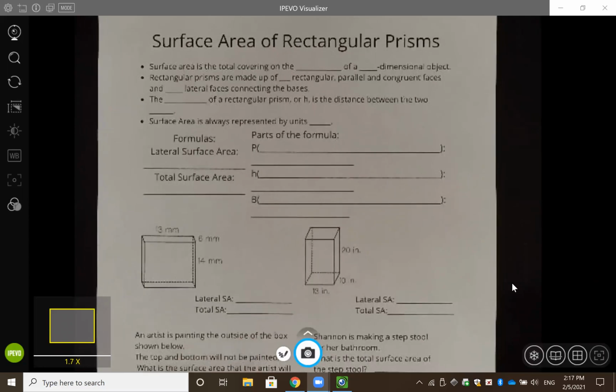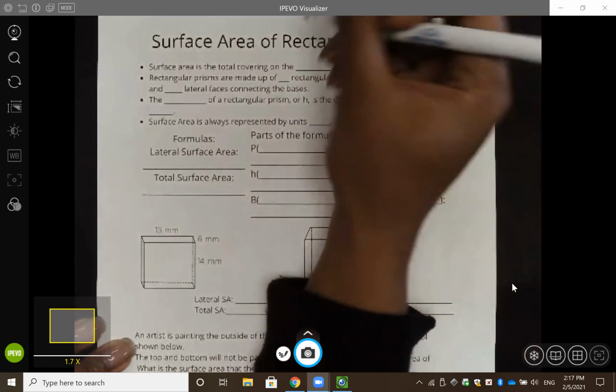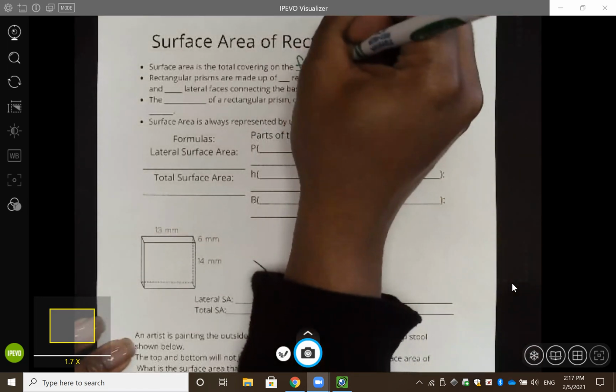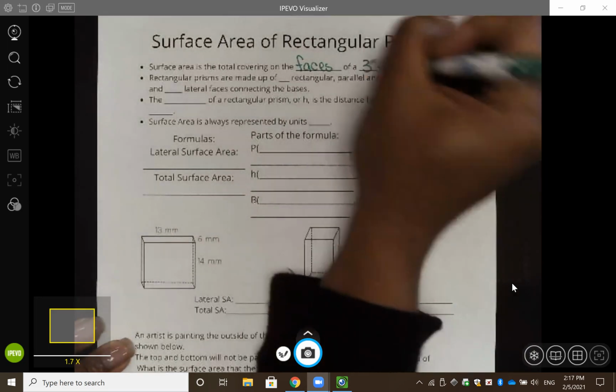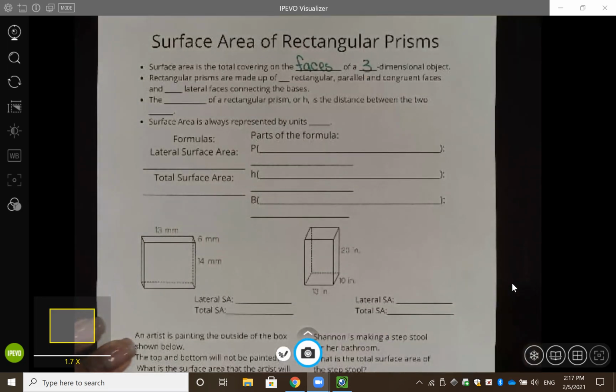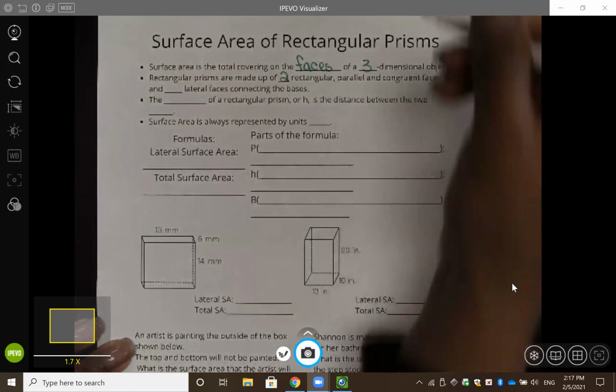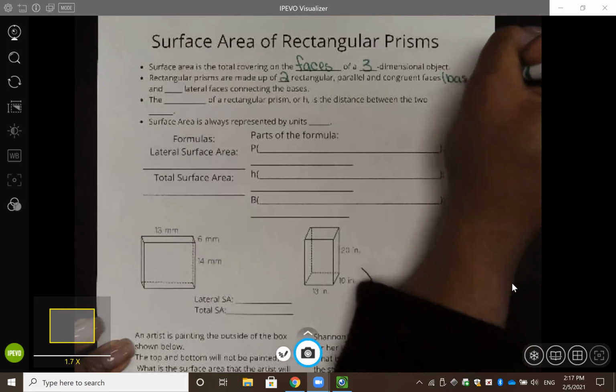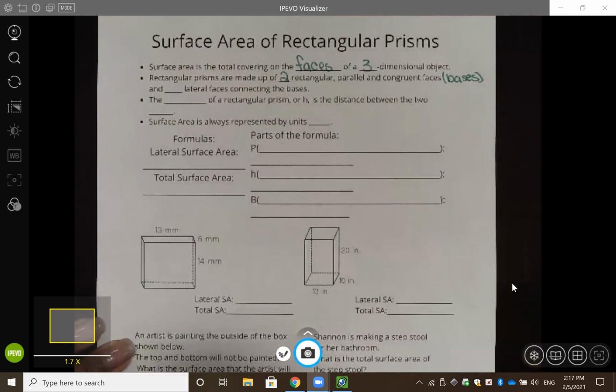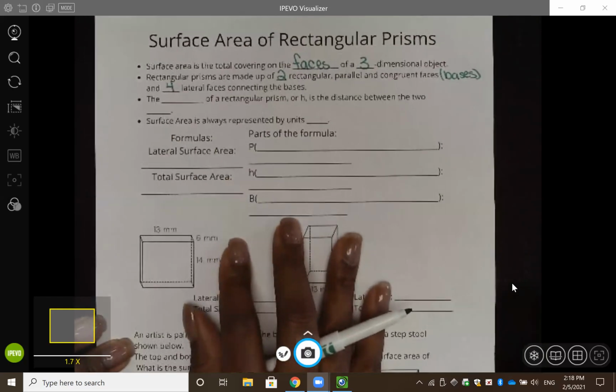So let's go through the notes portion. Surface area is the total covering of the faces of a three-dimensional object. Rectangular prisms are made up of two rectangular, parallel, and congruent faces, which is basically your bases, and four lateral faces connecting the bases. Since there are four sides of a rectangle, that's why you have four lateral faces.